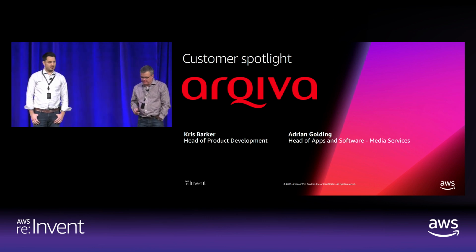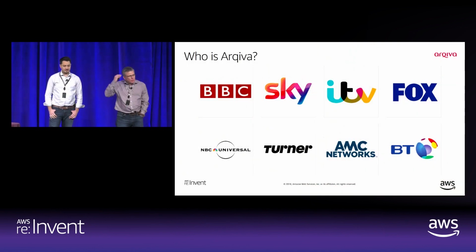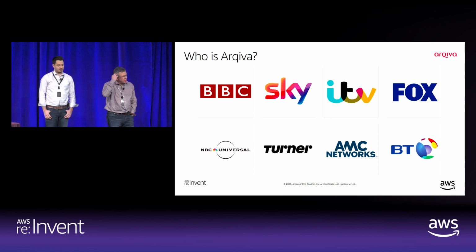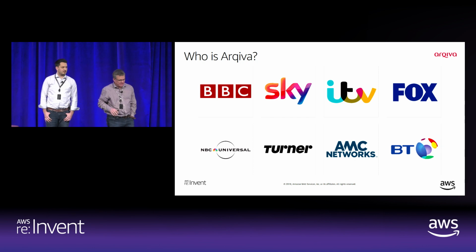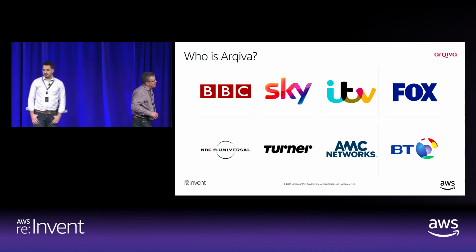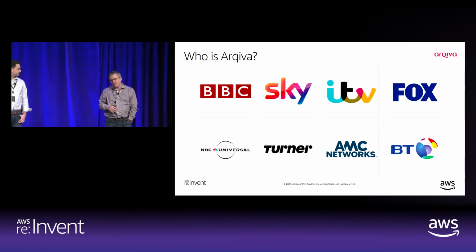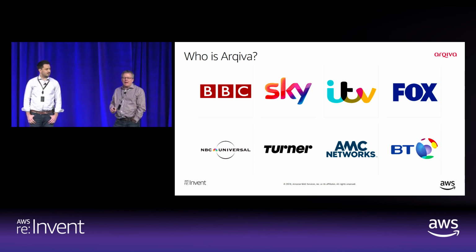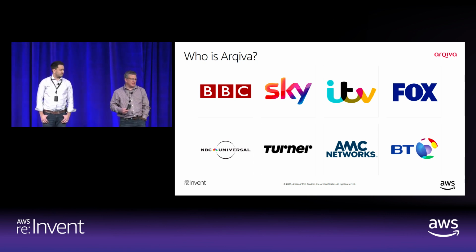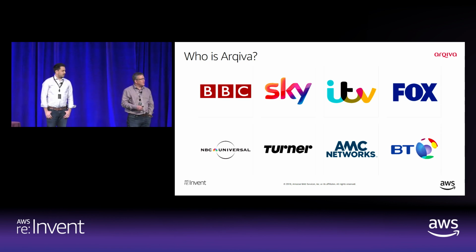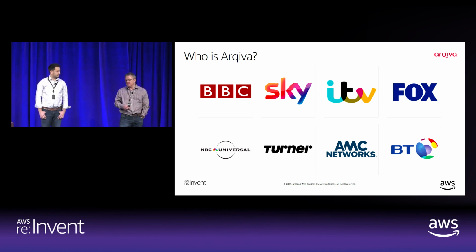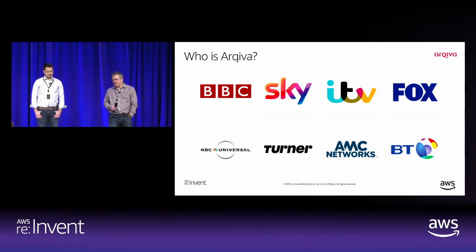So who are Arqiva? We're a communications and infrastructure company serving the broadcast and telecommunications sector. We broadcast to around 40 satellites around the world, distributing to pretty much nearly every country. And we first started business by broadcasting the BBC's first television programs in 1936, so we have quite a heritage in broadcast.